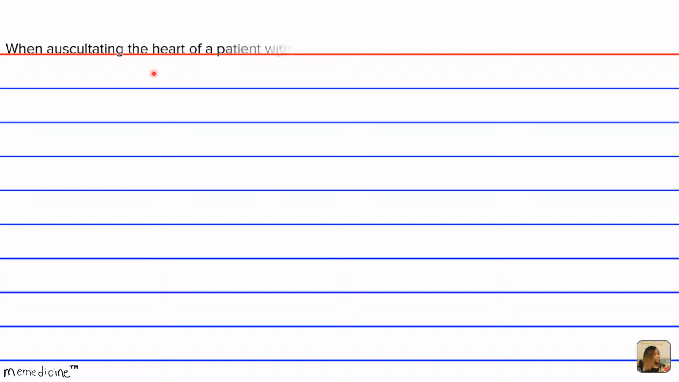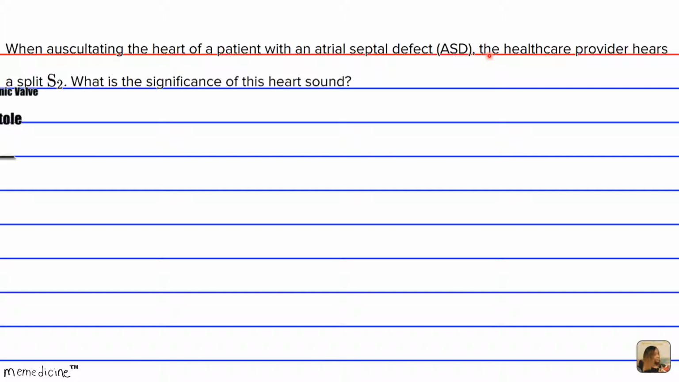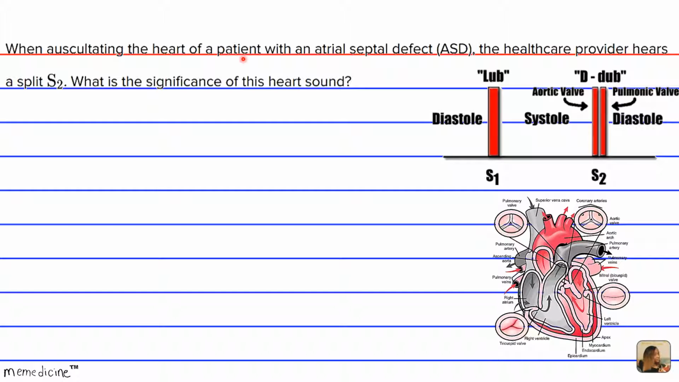Okay, so when auscultating the heart of a patient with an atrial septal defect, an ASD, the healthcare provider hears a split S2. Okay, auscultation basically means listening to different organs in the body. It used to be with the stethoscope, and it still is in most cases, but there are other methods of listening to sounds of organs, okay? And a split S2, well, let's just examine what that is.